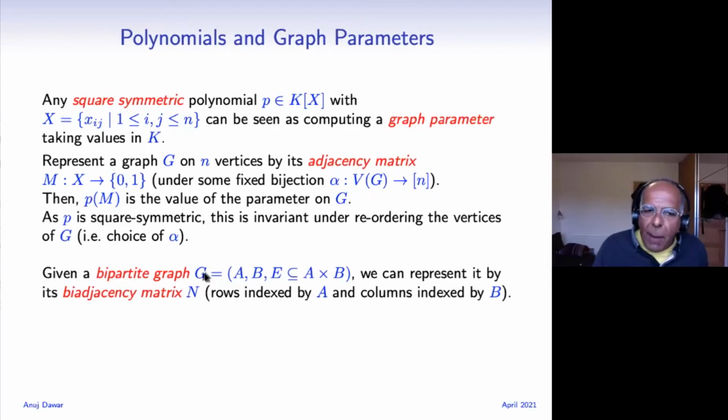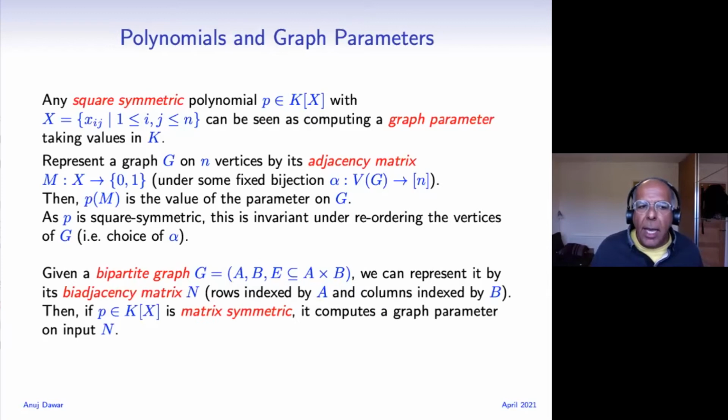And so it really defines a graph parameter, a proper parameter of the underlying graph rather than of the matrix. If we start with a bipartite graph, so two sets of vertices A and B and an edge relation which relates A and B, we can represent it by a biadjacency matrix. So the rows are indexed by A and the columns indexed by B. And then if the polynomial is matrix symmetric, invariant under arbitrary permutations of rows and columns, then it computes a graph parameter of this graph, right, given this matrix N.